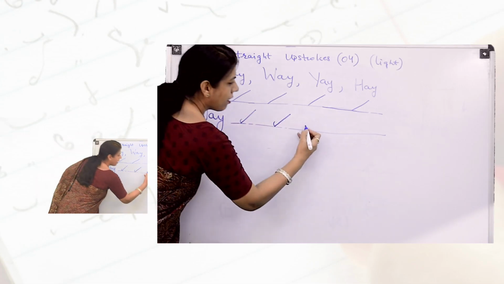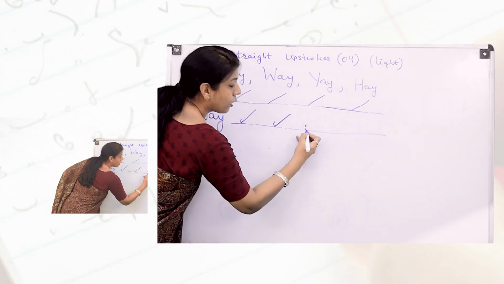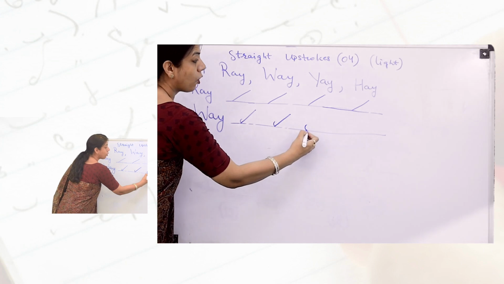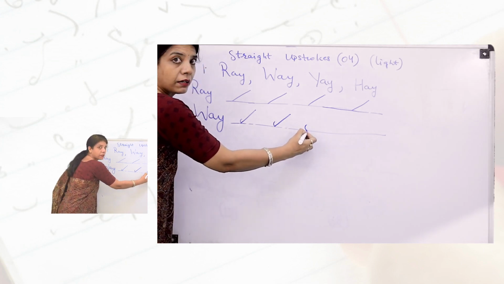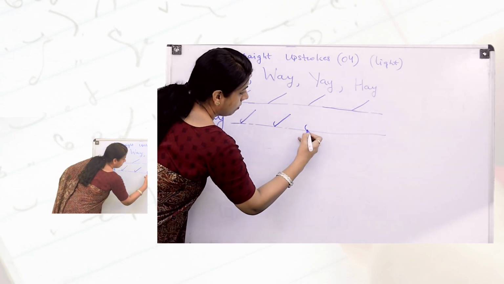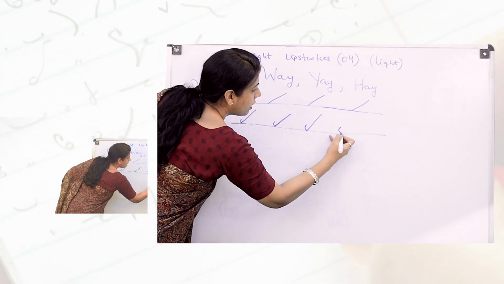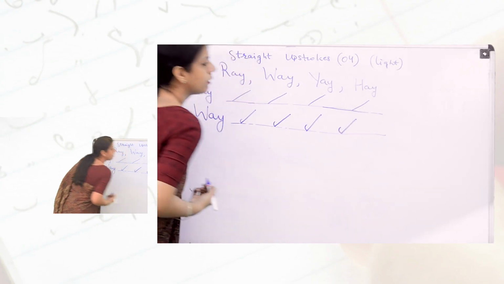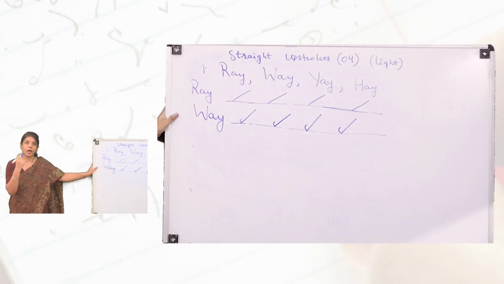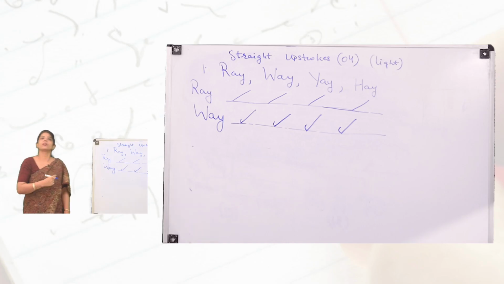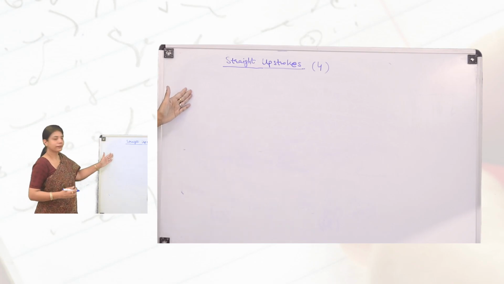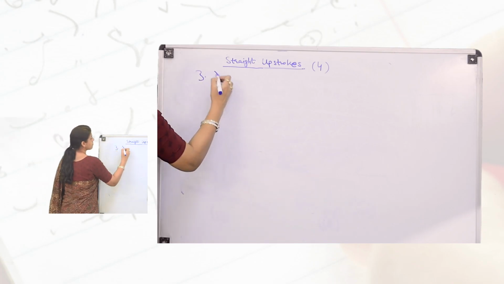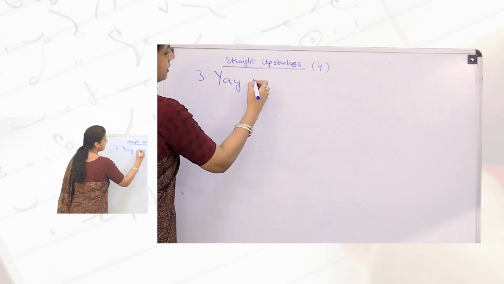Whenever I'm saying take a pause, I'm not lifting my marker at all. Without lifting my marker, I'm giving a pause. I'm keeping my marker there only and I'm making a straight line. These things really matter. Now moving to the outline of the third straight upstroke, that is ye.